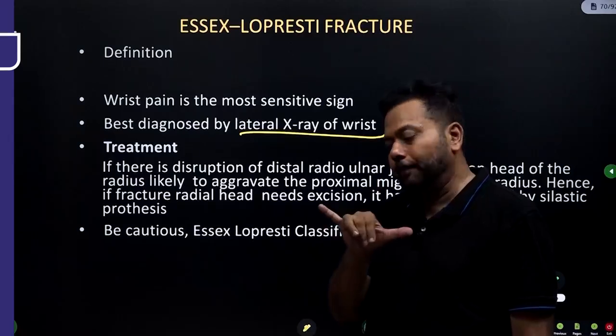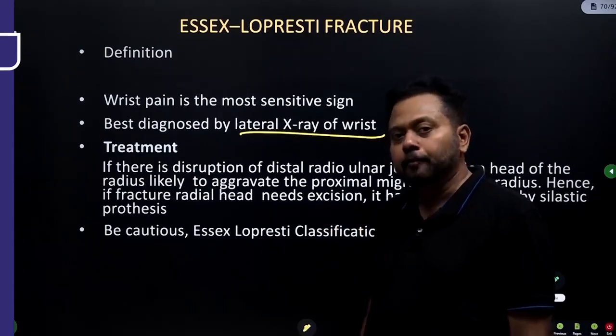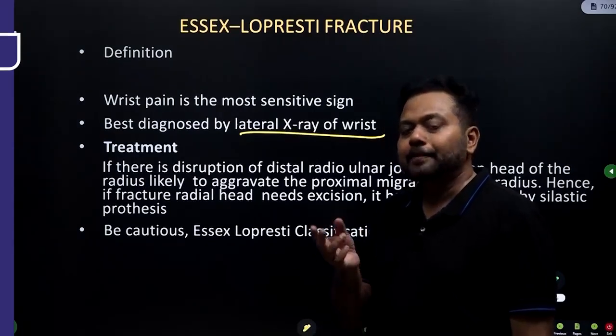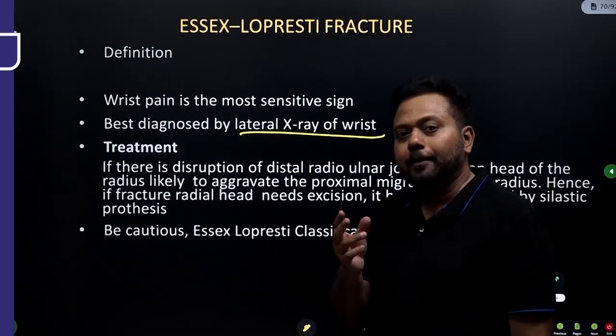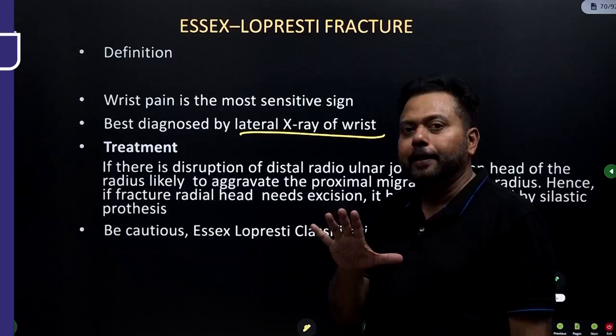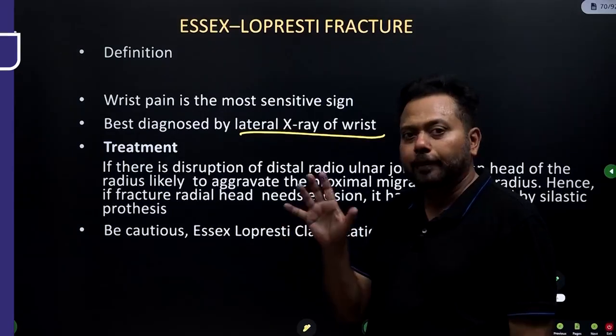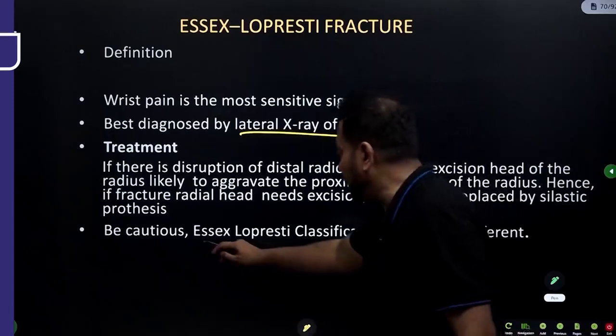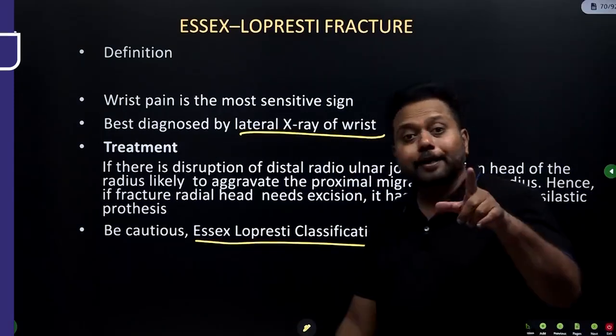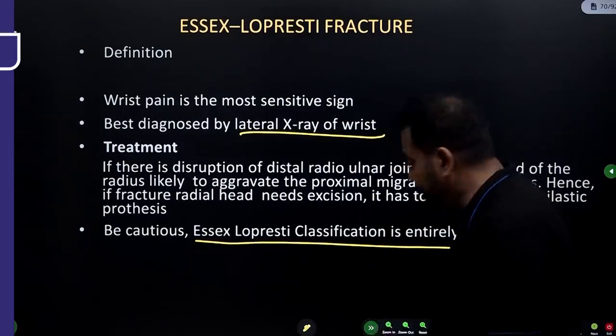So to prevent that, the length of the radius should be maintained. So excision of the radial head with silastic prosthetic replacement. Excision of radial head with prosthetic replacement of the radial head. That's the ideal treatment. That's the only treatment that's available for Essex-Lopresti fracture. Be cautious, Essex-Lopresti classification is entirely different. This comes under the classification system for calcaneal fracture.